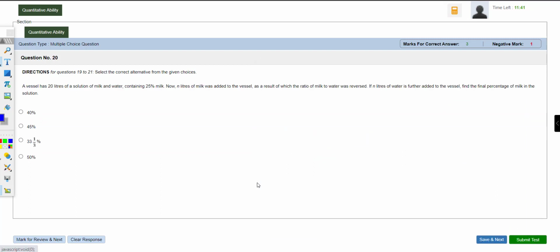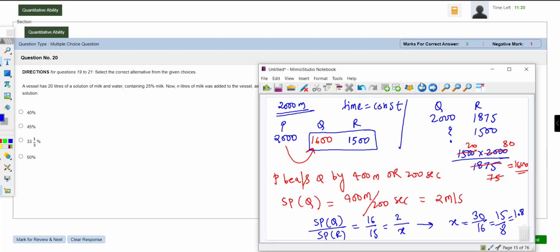Yes, so let's move ahead. We are left with 11 minutes. Question number 20. A vessel has 20 liters of solution of milk and water, containing 25% of milk. Then n liters of milk is added, the ratio is reversed, and liters of water is added. We need to find the percentage of milk. Looks easy. Let's do this.